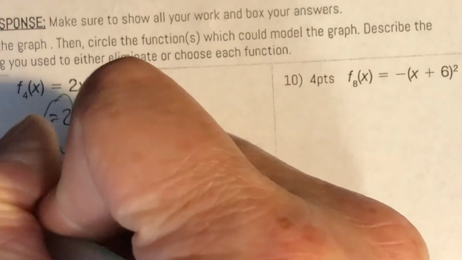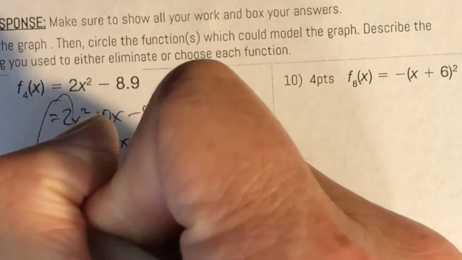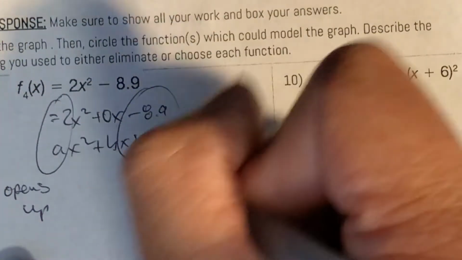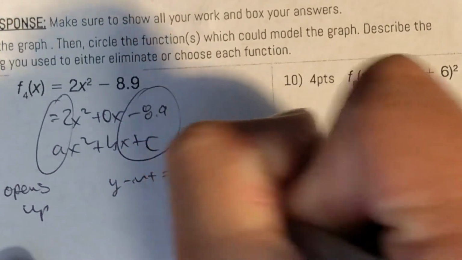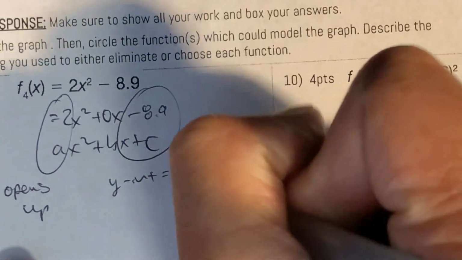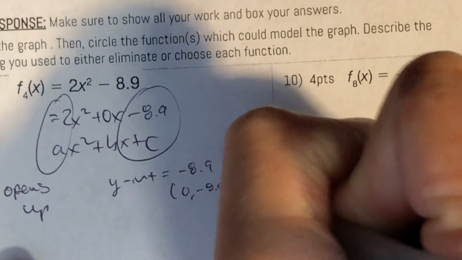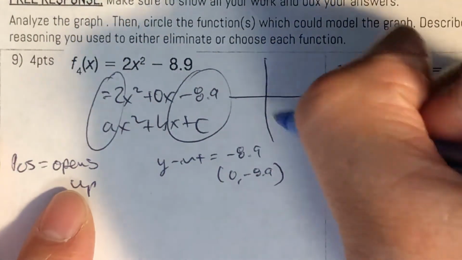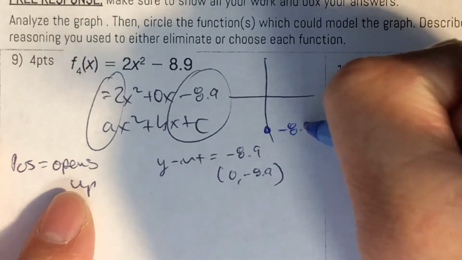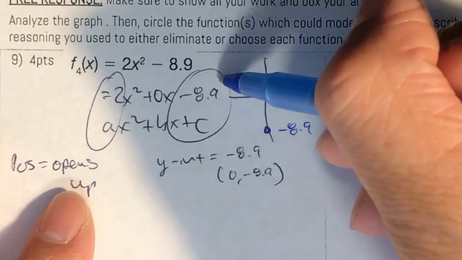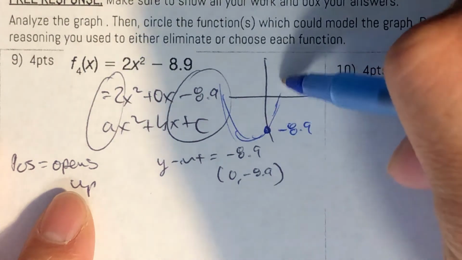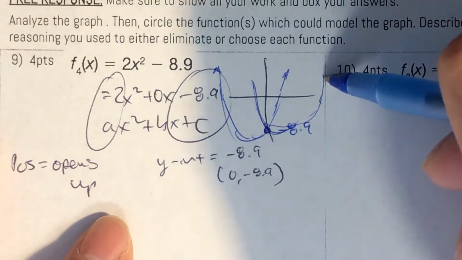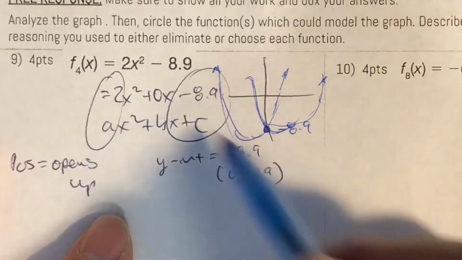A value is positive. Positive A value means concavity or opens up. C value is a y-intercept of -8.9, which means it's at 0, -8.9. So let's draw a graph. So negative 8.9. And then your graph could look like a bunch of stuff, right? It can look like this. It can come over here if you wanted to. All you know is you're just going to this point and it's opening up.